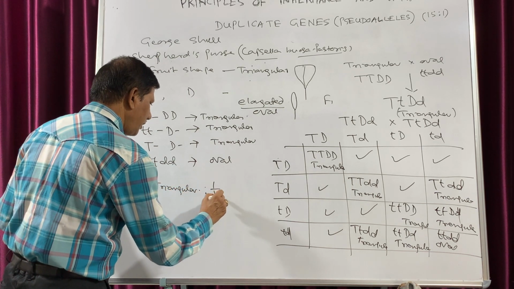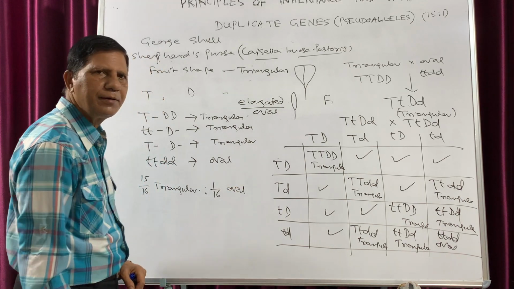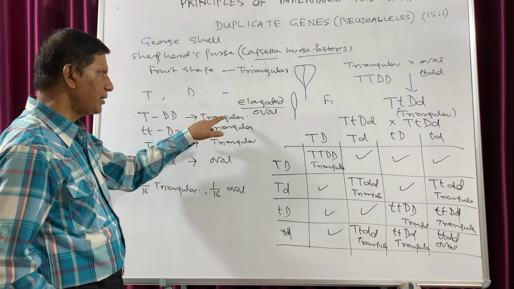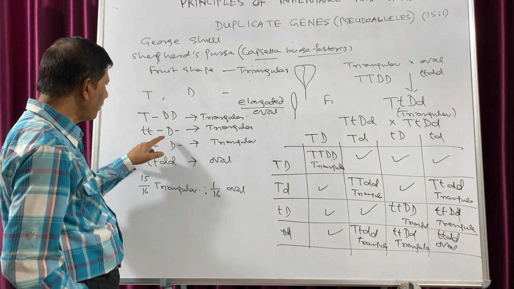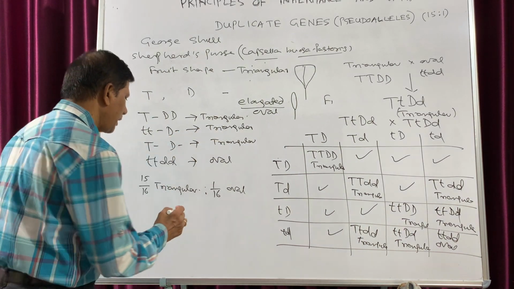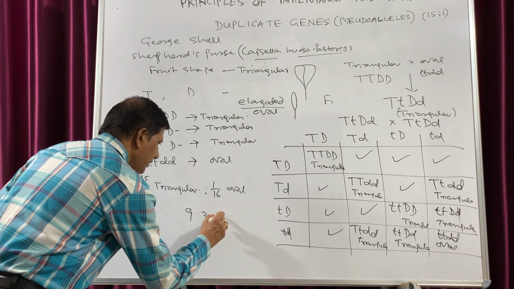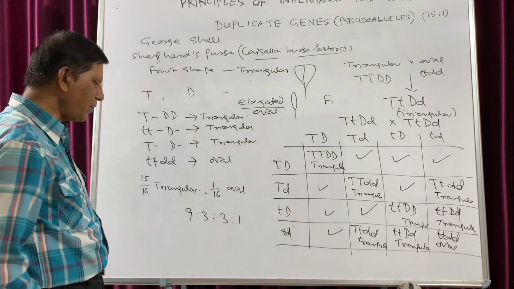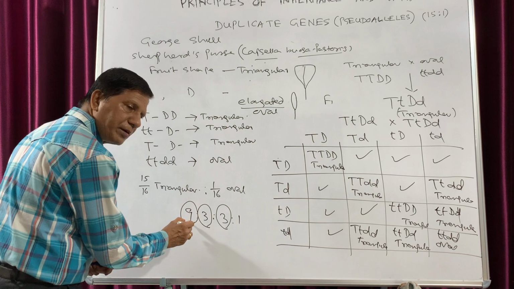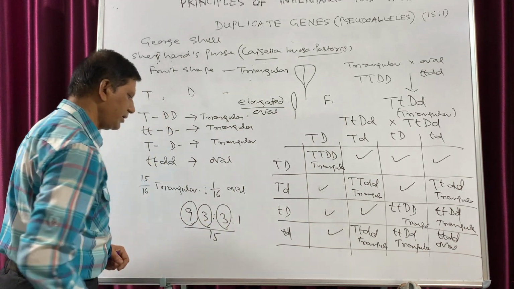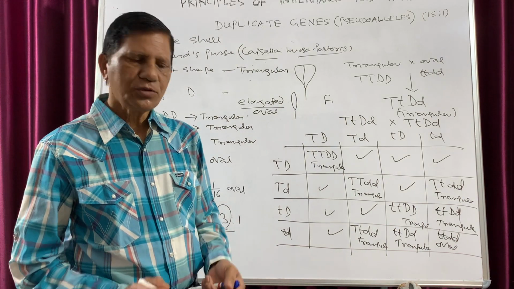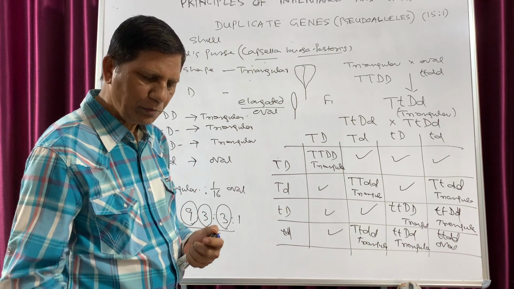and 1 oval or elongated. Why? Because the T produces one character, triangular, D also produces the same character, triangular, and when both are present together, they also produce the same. That means in case of Mendel's dihybrid ratio 9:3:3:1, this produces triangular, this produces triangular, and when both are present also triangular. That means all these are triangular. Only this one where double recessive is present, that is oval. So this is one of the very good examples of duplicate genes.